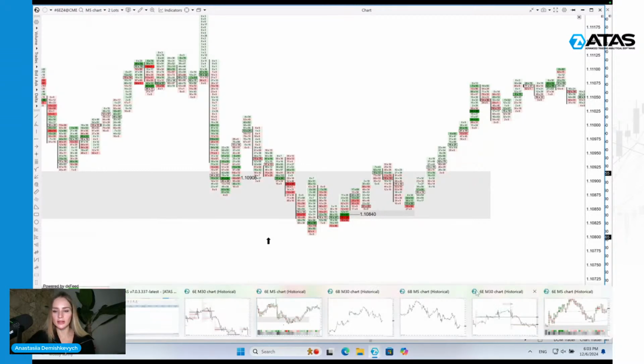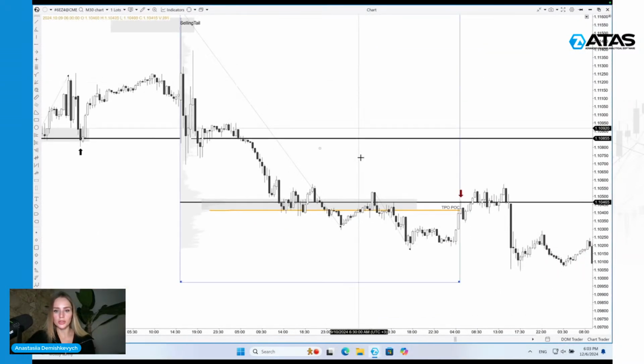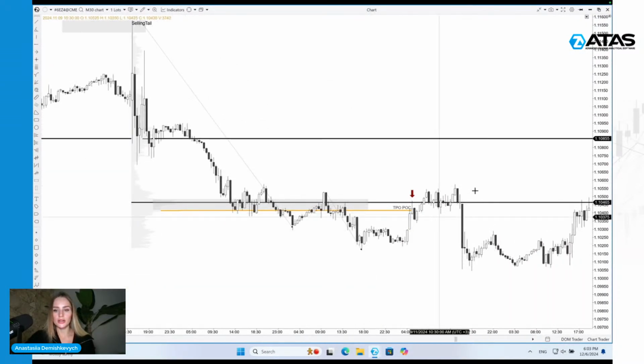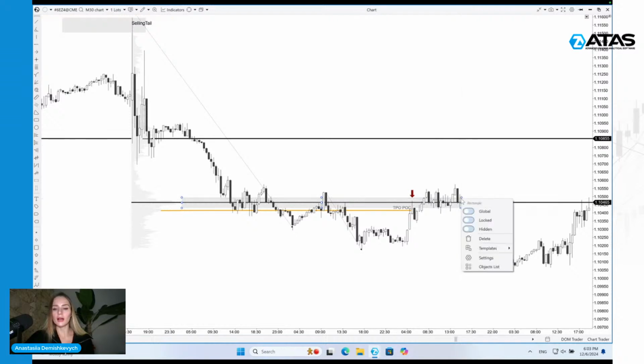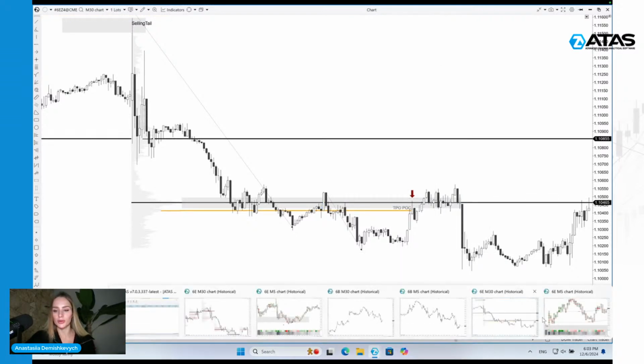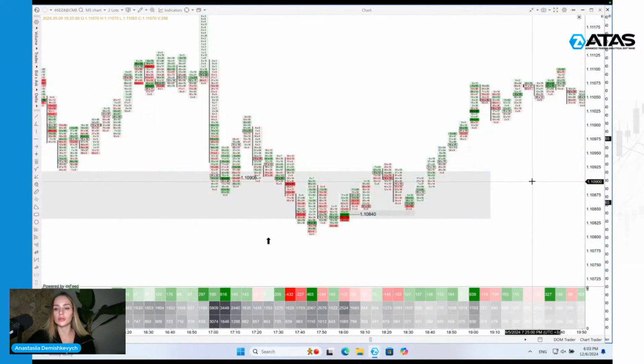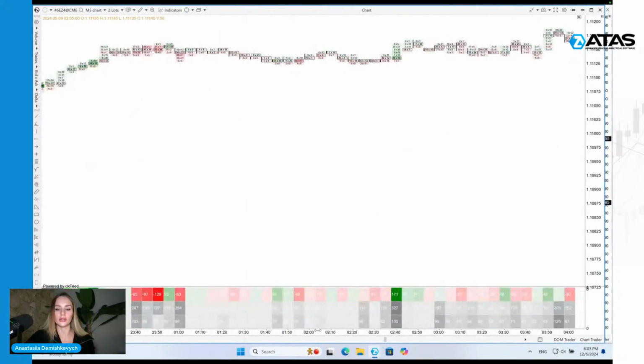Now let's have a look at another scenario which we also found here, which is for the selling setup. So once again, we see the high volume node, and we see the price returning to the high volume node after some time. So when the price returns to the high volume node, I want to go to the footprint and examine asks and bids and the market participants' behavior in this specific zone to make a conclusion. Do I want to enter the trade or do I not want to enter the trade?